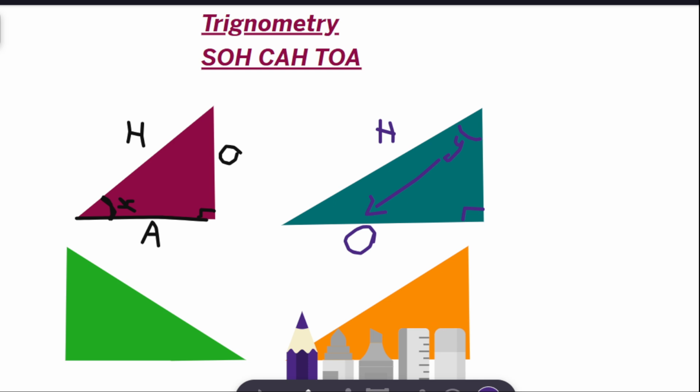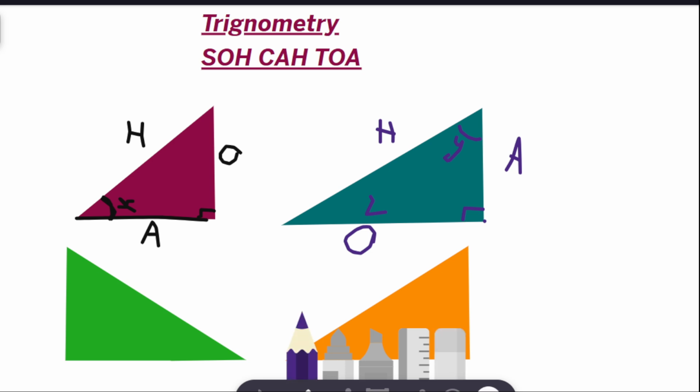And which one is adjacent? Adjacent is which is part of the angle itself. So this side is adjacent. If you know this, it is more than half of SOH CAH TOA. Now it's your turn.